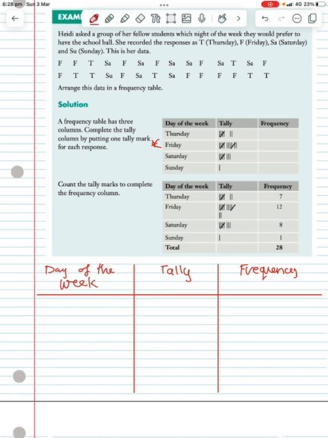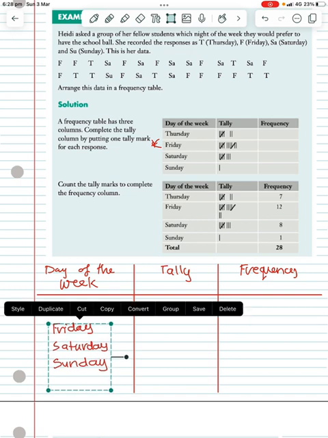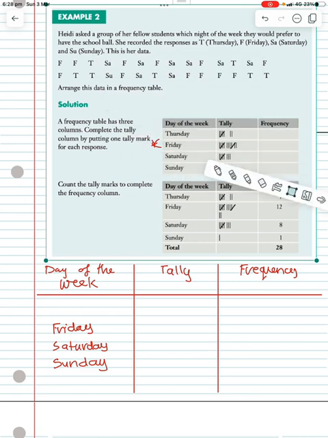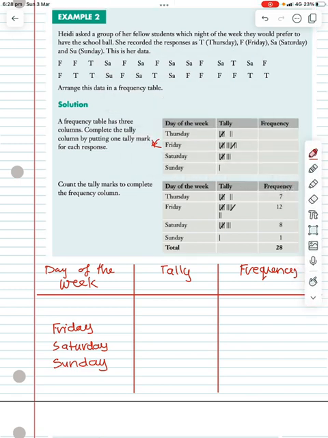So I am going to write my Friday, Saturday, Sunday. I forgot Thursday. That's okay. I'll just move it. Thursday.